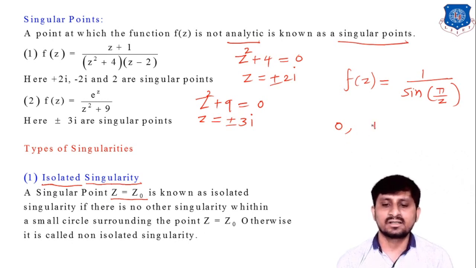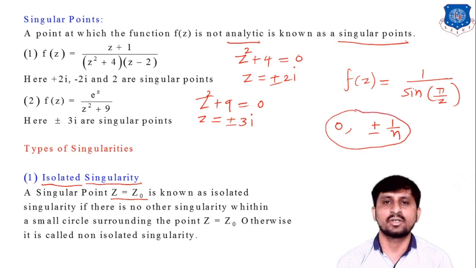And plus or minus 1 upon n, because at plus or minus 1 upon n, clearly n is a positive integer, the denominator becomes sine n pi. And sine n pi means 0, so this denominator becomes 0, so 1 upon 0 is not defined. That's why my singular points are 0 and plus or minus 1 upon n.